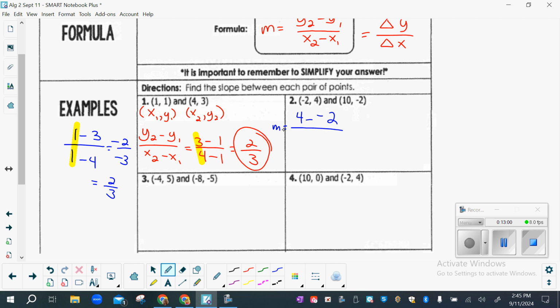And since I chose 4 first, what do I have to choose first on the bottom? -2. So this is the y value from the same point, and then minus 10. So in the numerator, minus a negative becomes a positive. So this is 6. And then when we have a minus, this is like addition of the opposite, which would be negative.